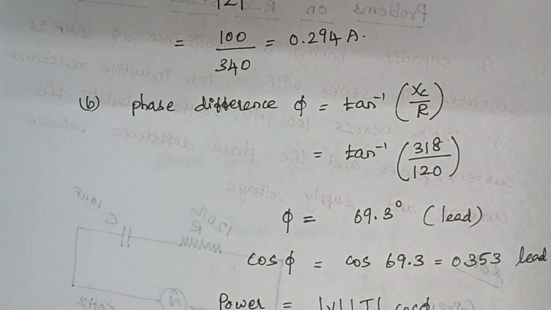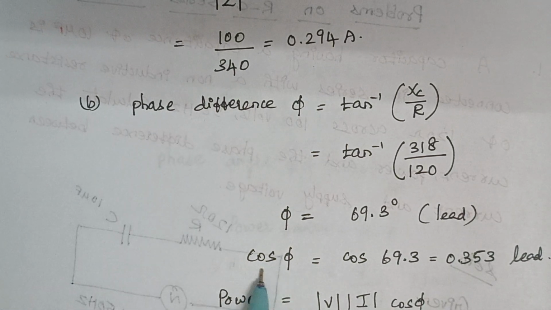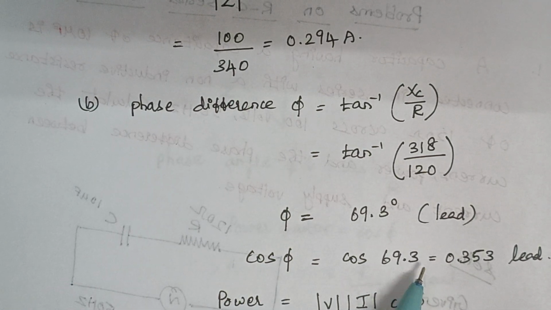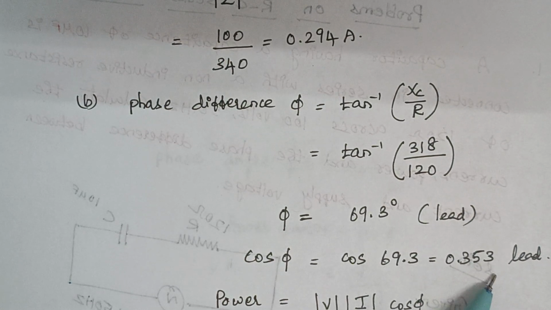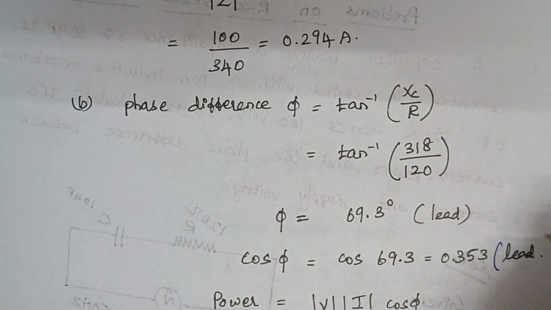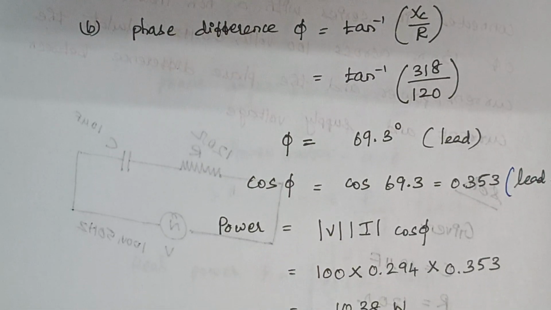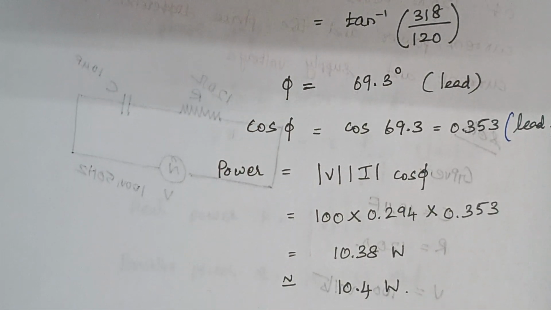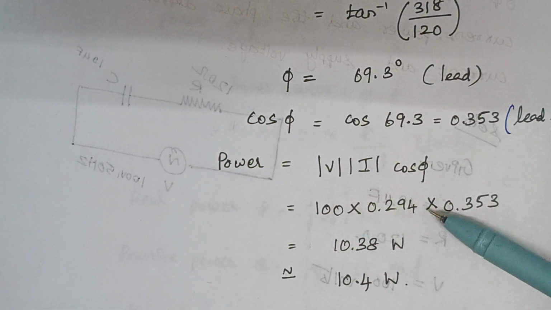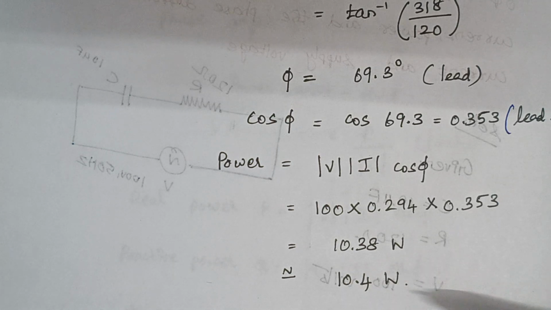Right. So here again to calculate the power factor, you have to include cos phi. Right. So cos phi gives cos of 69.3, that gives 0.353. Since here it is a capacitive circuit, the power factor is said to be leading. Right. And the next thing is to calculate the power. So power is given by VI cos phi. We know V, we know I, we know the power factor. So just simply substitute and here the final answer is 10.4 watts.